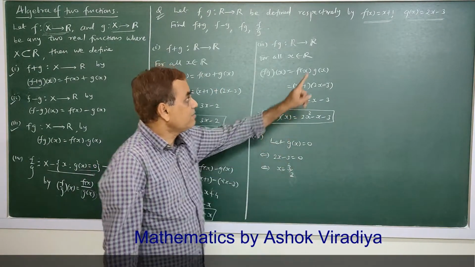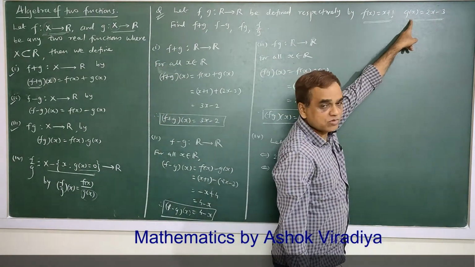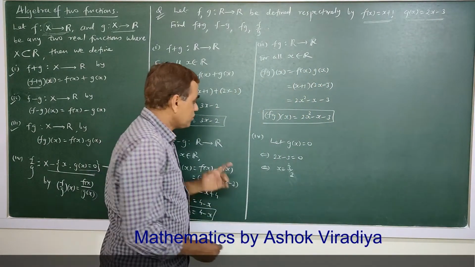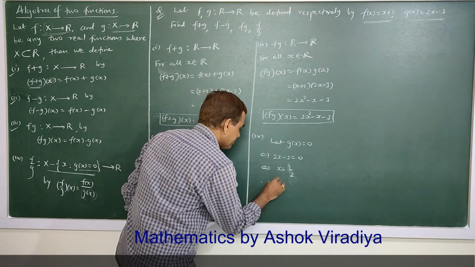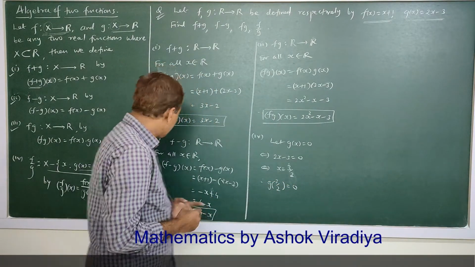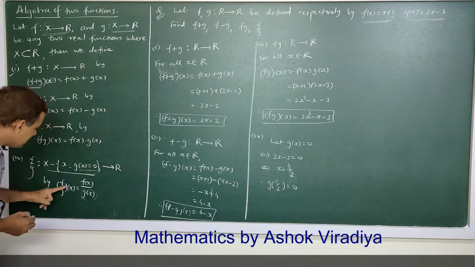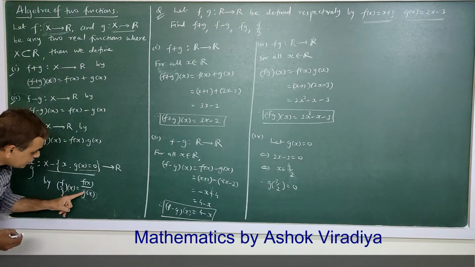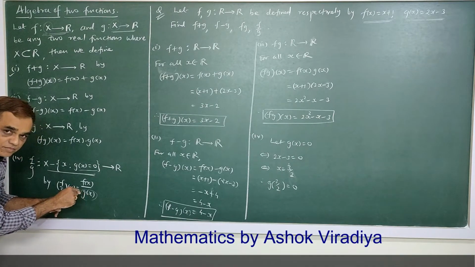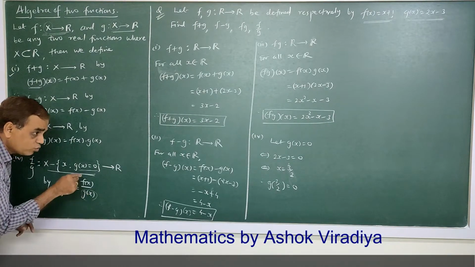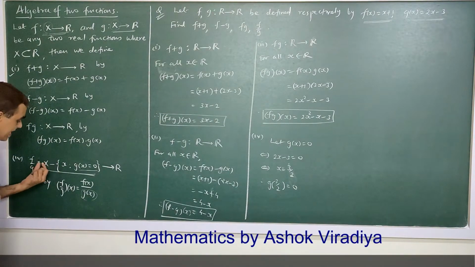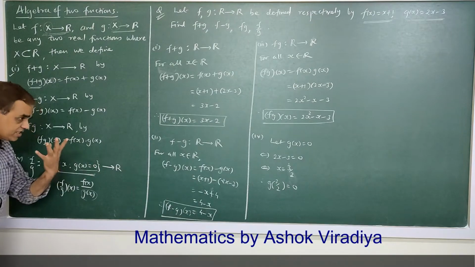So if you put 3 by 2 here, then g of 3 by 2 is 0. So there will be a problem. We should not take x equal to 3 by 2 in the domain. So we exclude those x for which g(x) is 0.